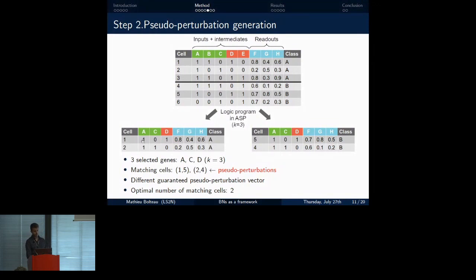So for example, here we have 2 matching cells. The pair 1, 5, where we can observe the same Boolean vector for these two cells. And we also have the pair 2, 4. These matching cells are also called pseudo-perturbations. With the program, we force to have different pseudo-perturbation vectors. Moreover, we also have a maximization step in this program, and we search for an optimal number of matching cells. And here, this number is equal to 2.